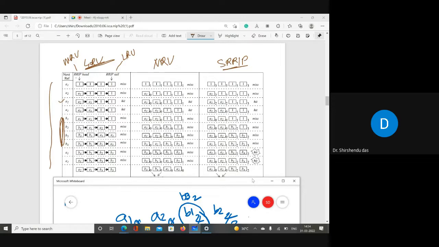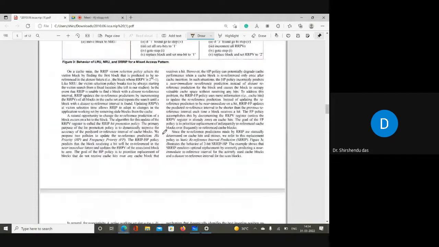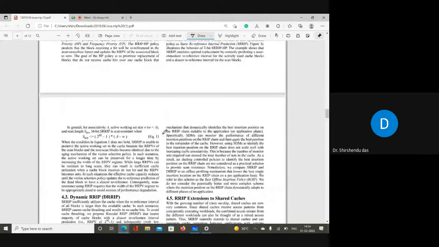In this paper, I think they gave a formula for this. The ideal M bit value, they said, is based on the associativity. If your associativity is 16, then maybe 5 will be better, because to represent 16 you need 4 bits, so 5 will be better. If your associativity is 8, then they said 4 will be a better RRPV value, because you cannot go for a larger RRPV value.